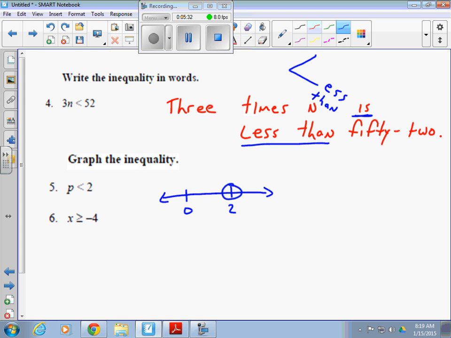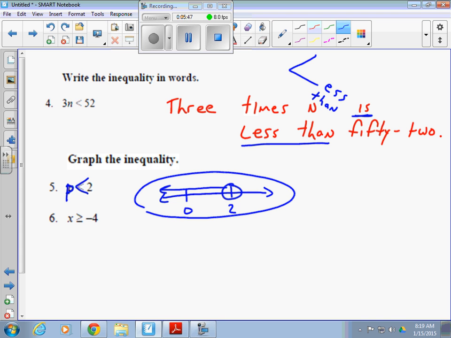And then, less than, notice since we have our variable first, its arrow is pointing that direction to the left, so we're going to shade to the left. Another way that you can determine that: it says less than, that has an L in it, so I go to the left.